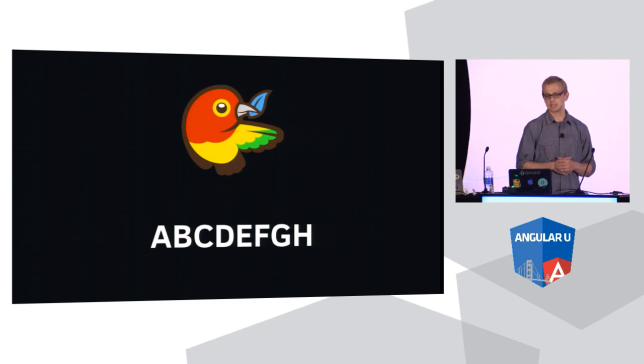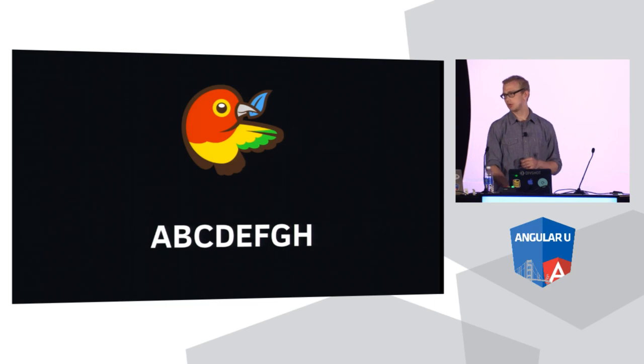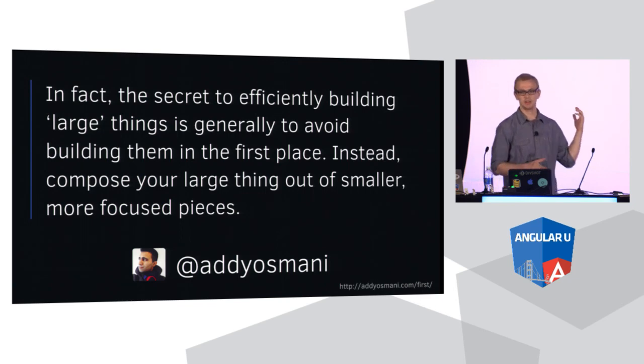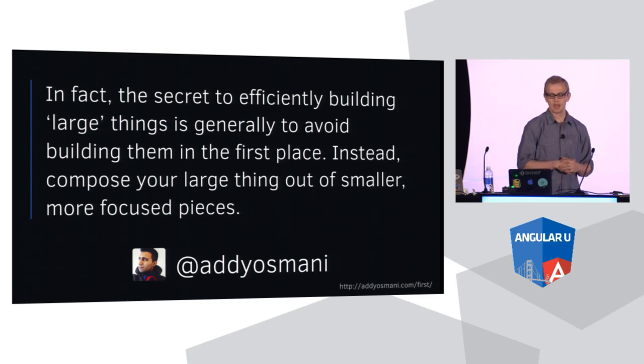Because what it gives us in response to that situation is just a flat list of dependencies in a single folder. And so this violates a core principle of application design in any system. And that principle is that the secret to building big things is actually just not building them at all. Build small things instead. This is Addy Osmani at Google.